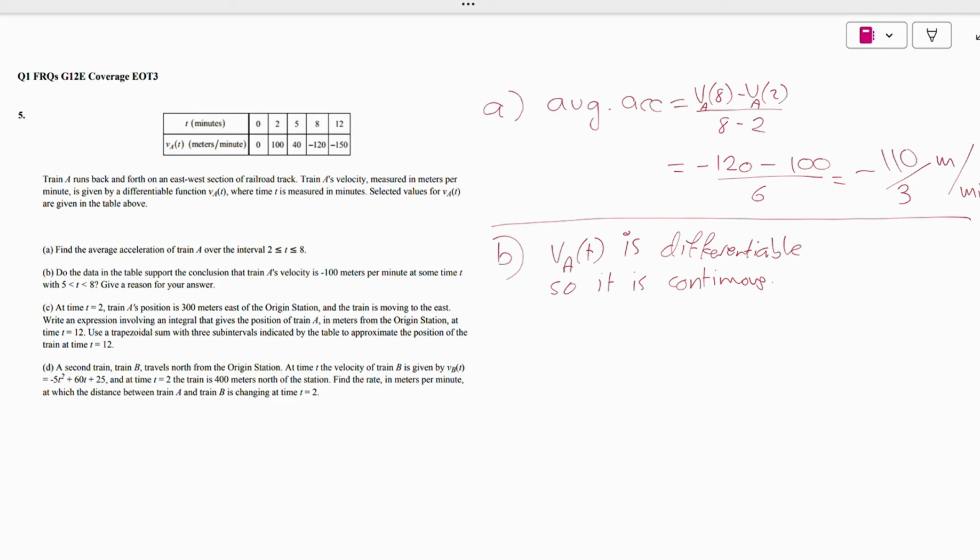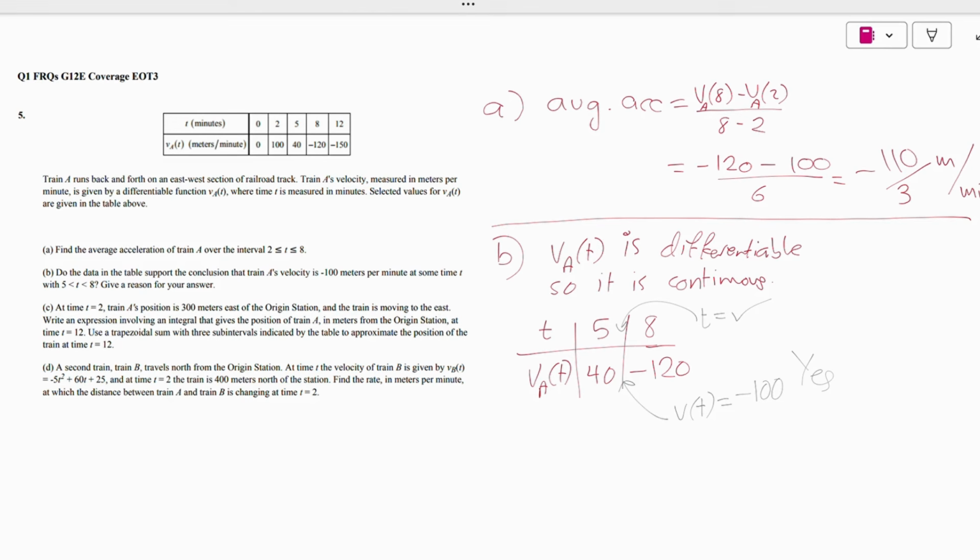Now, this is t and this is VA of t. What is the interval we are having? It's from 5 to 8. What is V of 5? It's 40. V of 8, it's negative 120. The big question is, can we insert V of t to be negative 100? Can we insert negative 100 between 40 and negative 120? Yes. So there is a t value between 5 and 8.